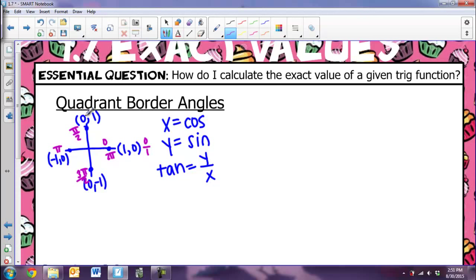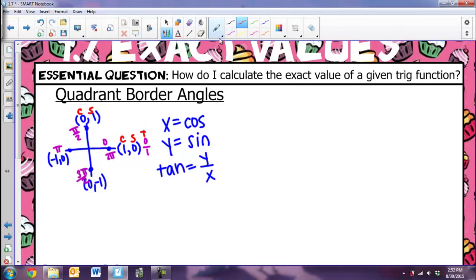Okay, then I do the same thing up here. Now my cosine, here, let me label that. Cosine, sine, tangent. Same thing here. My cosine now is 0. My sine is 1. And then to find my tangent, I'm going to take my sine over my cosine. So I have 1 divided by 0. Well, we can't divide by 0, which makes my tangent undefined on that y-axis.